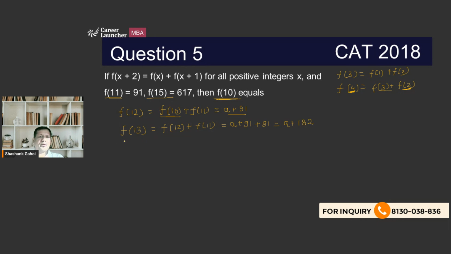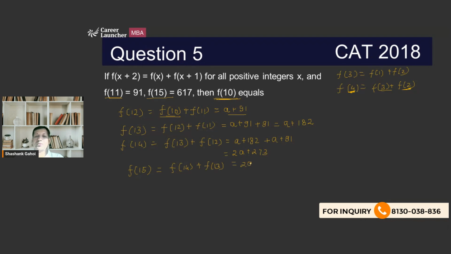Okay. What is the value of f14? F14 is equal to f13 plus f12. What is the value of f13? We have calculated it, a plus 182. F12 is a plus 91. So what I'm going to get is 2a plus 273, and that's the value we are going to get. Okay. What is the value of f15? That is equal to f14 plus f13.